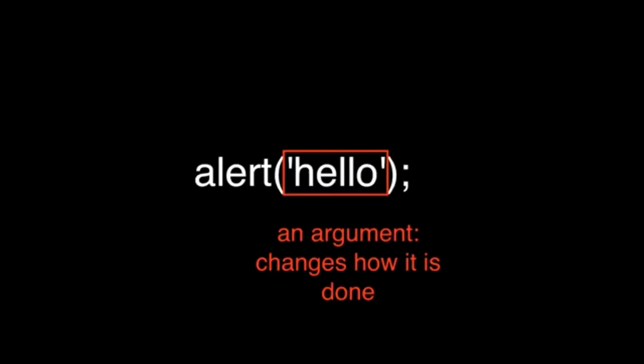In this example, the argument is hello, and that hello is in quotes. The reason it's in quotes is to say this is some text. It's not the name of a tag or the name of a function. It's simply the text hello that we want to display on screen.